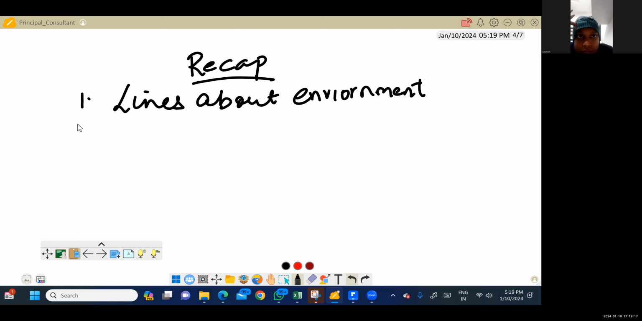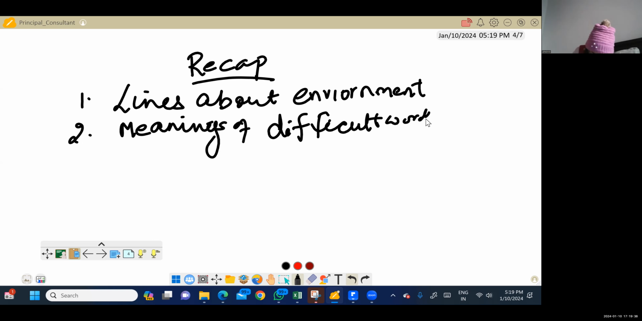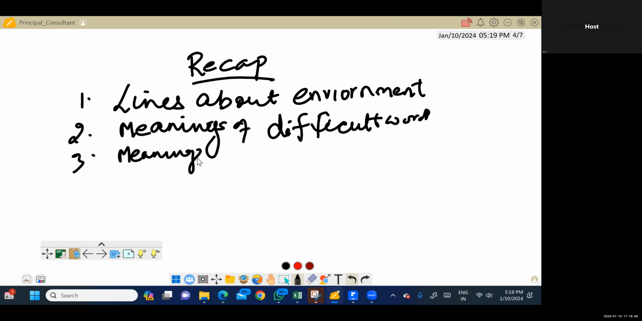Yes, Sasha. Sir, we learn the difficult meanings. Difficult meaning, nahi beta. Meaning of difficult words. Sir, we learn meaning of difficult words. Meanings of difficult words. Right? Yes. Yes, sir. Unnati? We have learned meaning of environment and examples of environment. Okay, meanings, examples of environment. Sir, can I say?